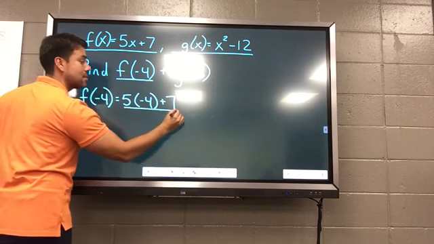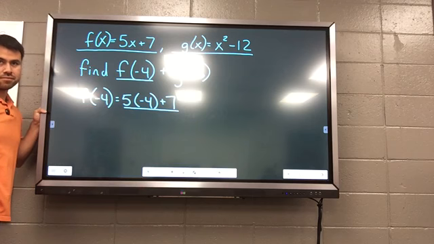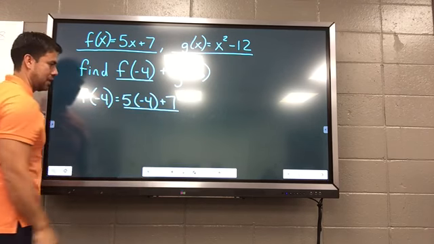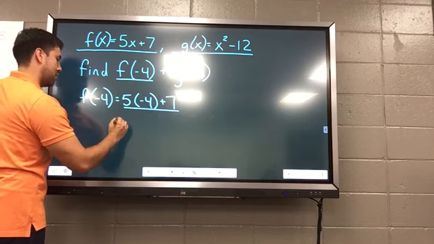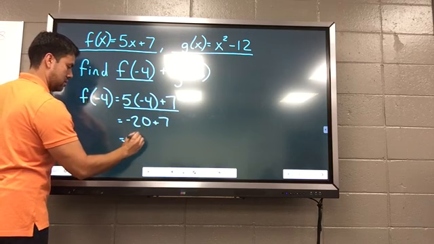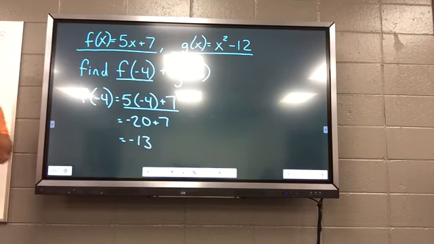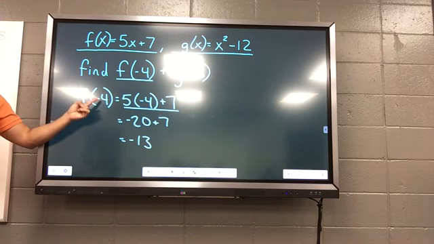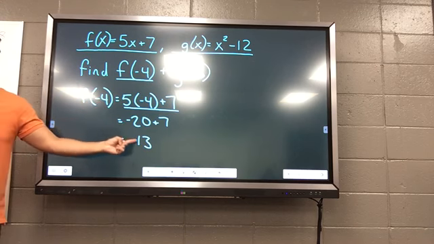But can I make this simpler? Can I make this simpler? Yes. What's 5 times negative 4? And what's negative 20 plus 7? Okay, ready? If x equals negative 4, what does y equal?